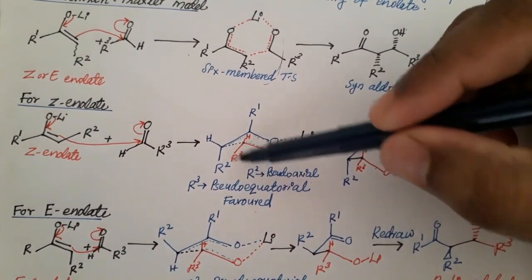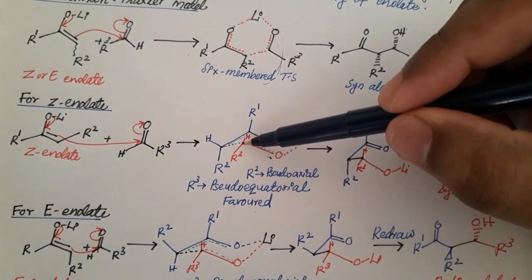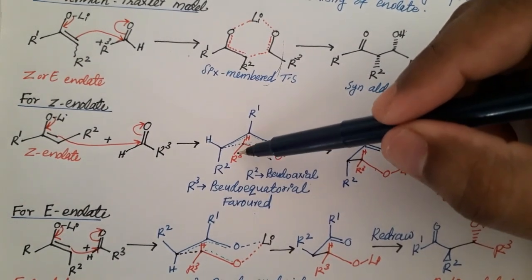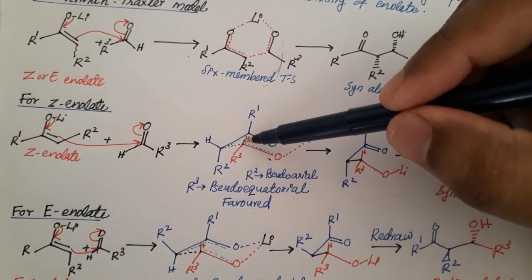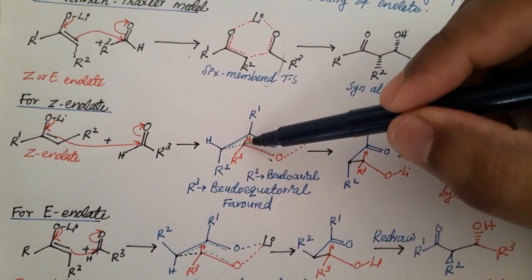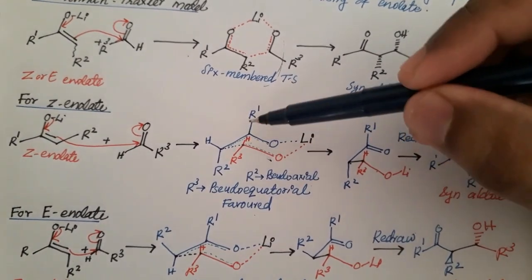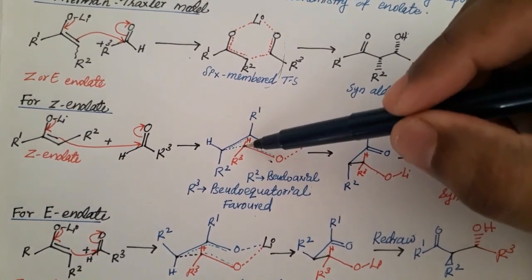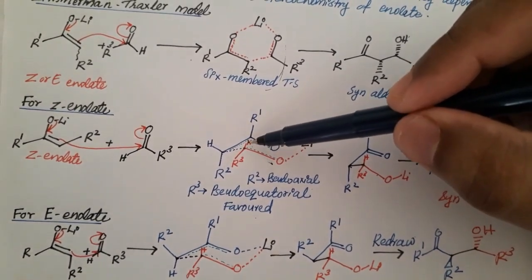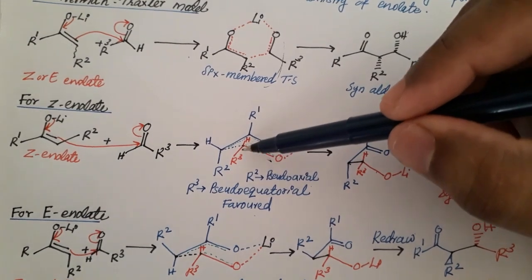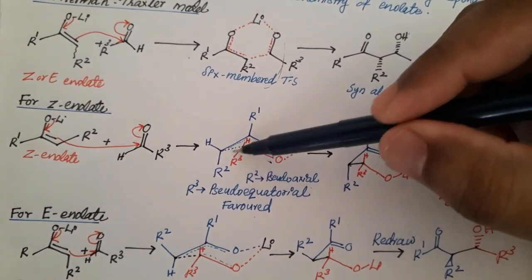But this is the most favorable structure, that is R3 in pseudo equatorial. Why? Because if R3 is in pseudo axial, there will be a 1,3-diaxial interaction. It is a destabilizing interaction. In order to avoid such an interaction, it is recommended to place R3 in pseudo equatorial.